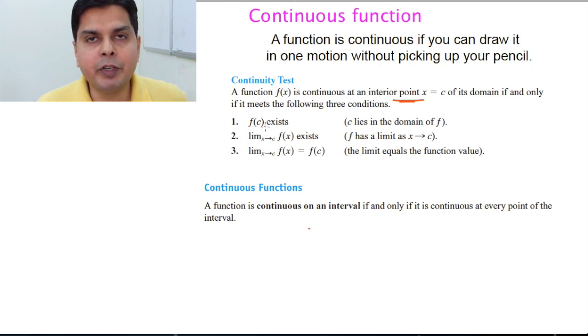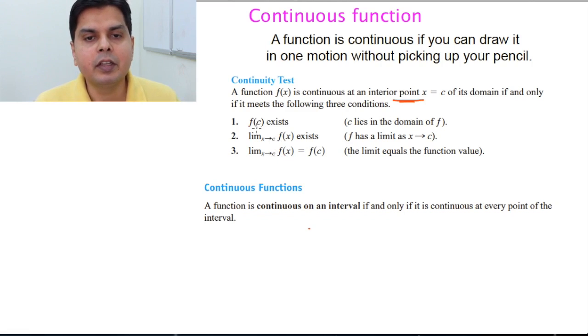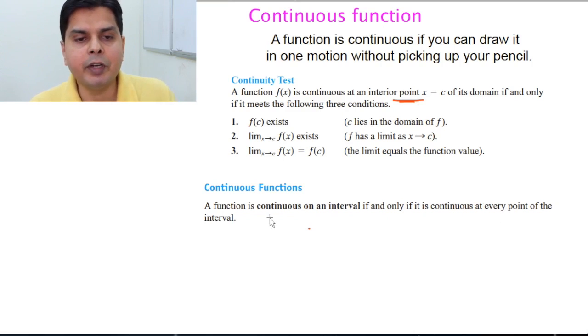Number one, it has to be defined at that point, so f(c) has to exist. Number two, the limit as x tends to c of f(x) exists, that is, the limit of the function should exist at that point c. And the third condition is that the value of the function and the value of this limit should be equal. These are the three conditions under which a function will be said to be continuous at an interior point x equal to c. A function is continuous on an interval if and only if it is continuous at every point of the interval.